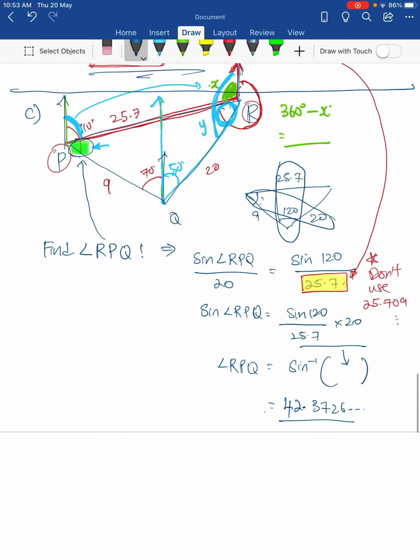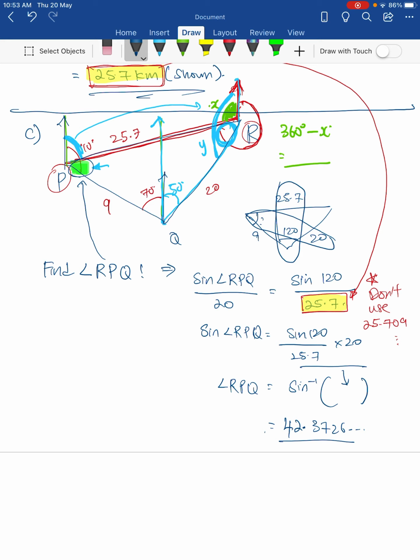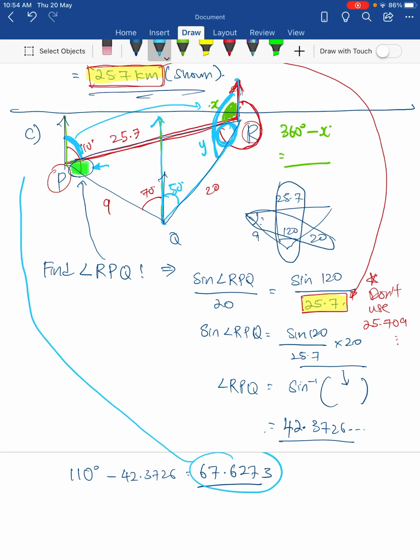To find the angle itself, I'm going to use 110 degrees minus 42.3726. That will give us 110 minus the answer, which is 67.627. So this angle here, let me just bring it over, this angle.